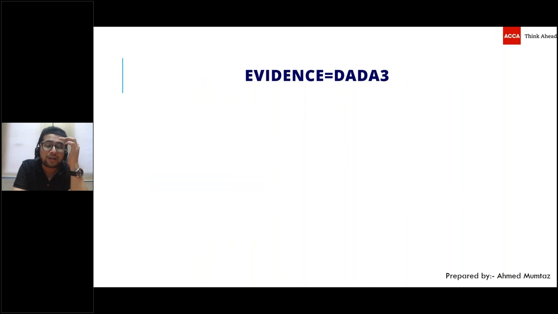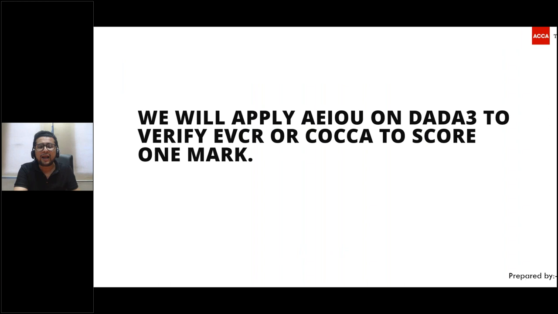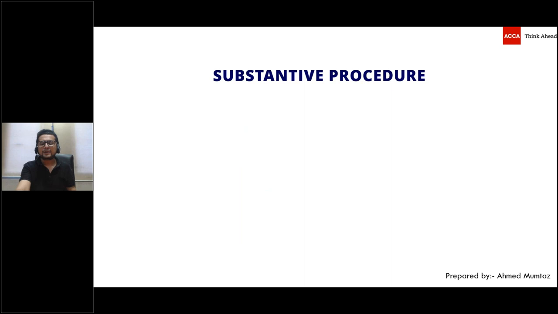So if somebody is good at these three things, you are damn good with respect to this topic called substantive procedures. So as a student, we need to apply the procedures AEIOU in order to get evidence called DA-DA-3, so that we could verify the assertions called EVCR or COCA. And if we are going to amalgamate these three things, we will be getting a complete 1 mark. So I need to teach you 3 things, and let's start from the scratch. So I need to teach you the first thing called substantive procedures.